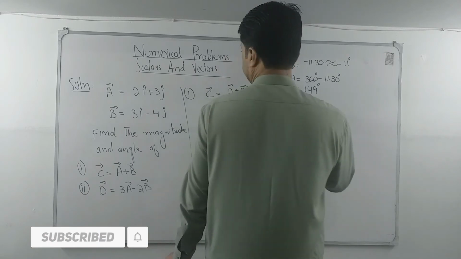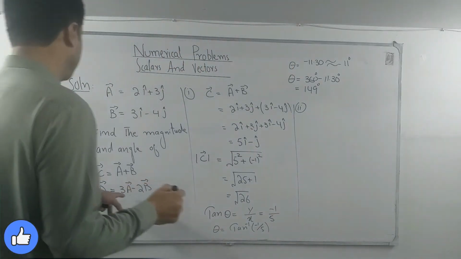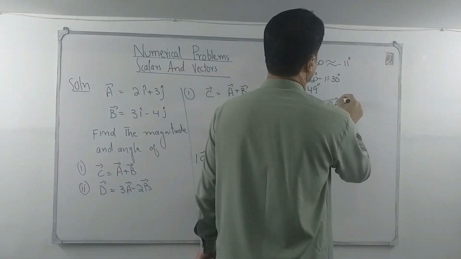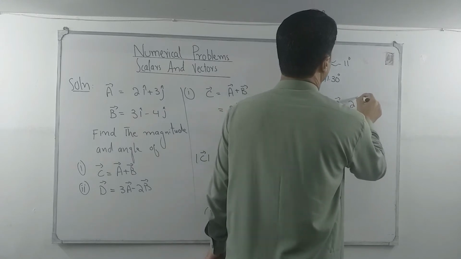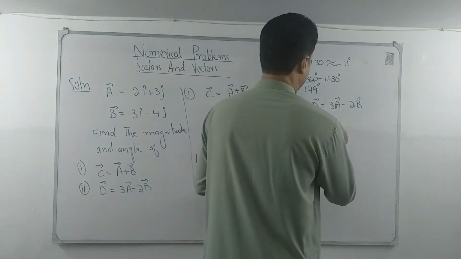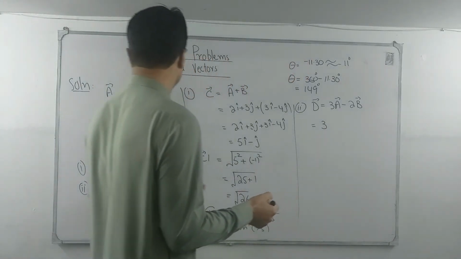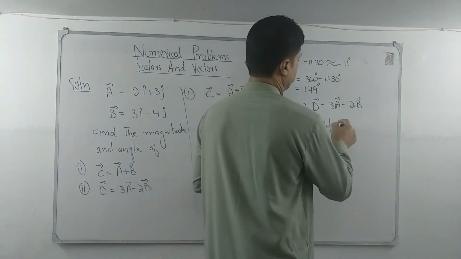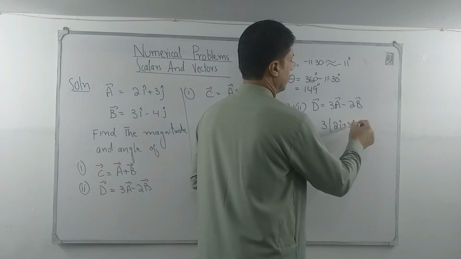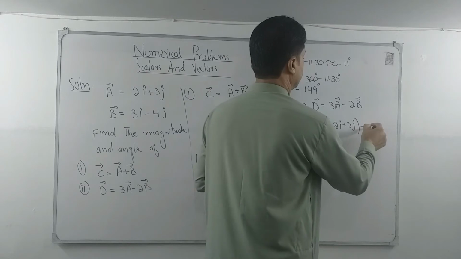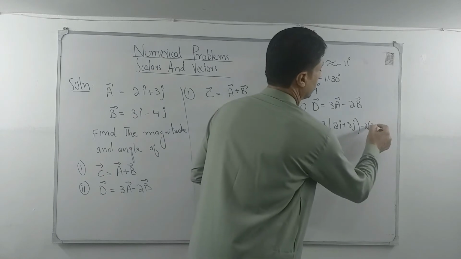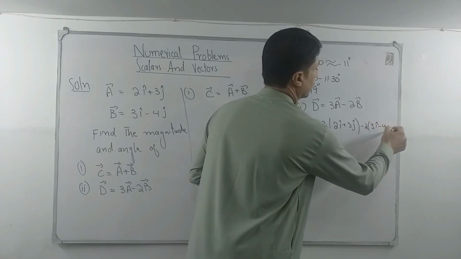Part 2 has been given here. It is D is equal to 3a minus 2b. Same method you can use for this one. Okay, let's do it. 3a minus 2b. A is 2i plus 3j, and minus 2 into b, where b is equal to 3i minus 4j.